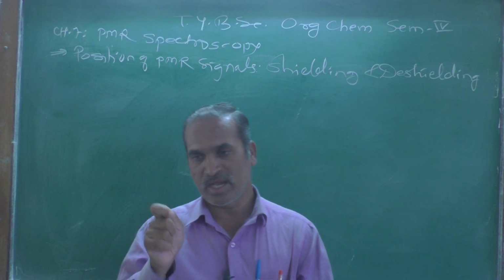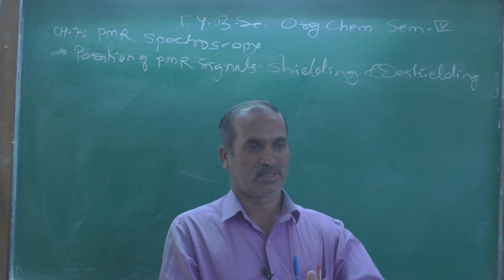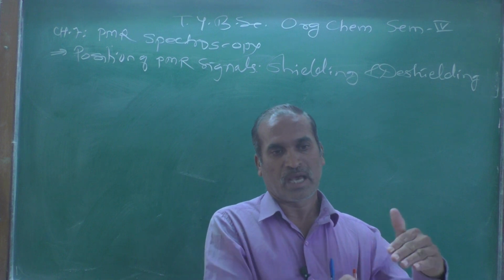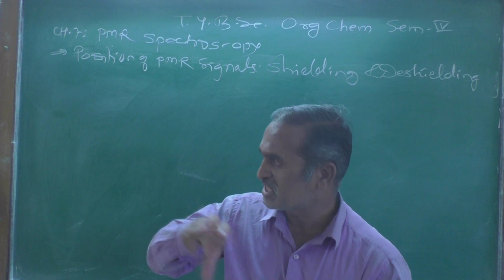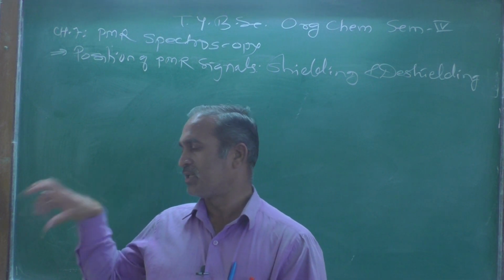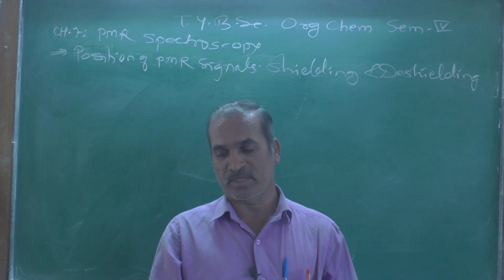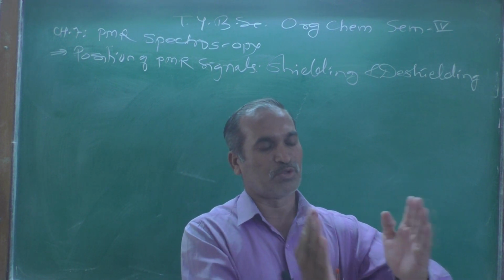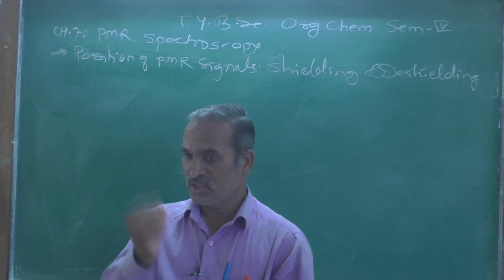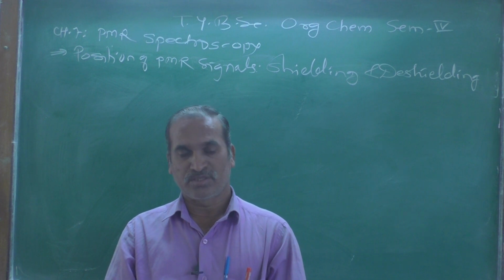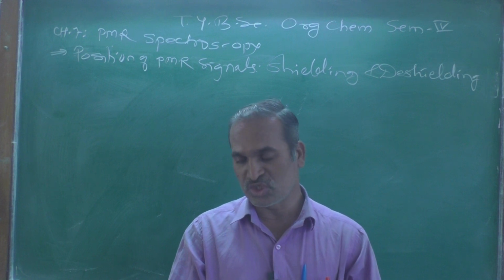Due to the environment around it, the chemical shift sometimes is higher or sometimes lower, depending upon the surrounding, what type of groups and what type of effects are present. The position slightly changes from the normal position, and therefore it is termed shielding and de-shielding.